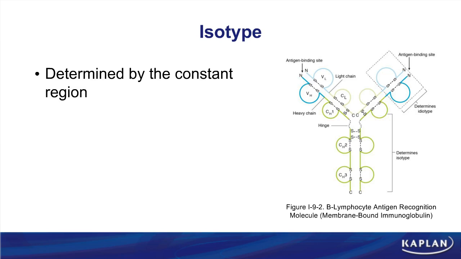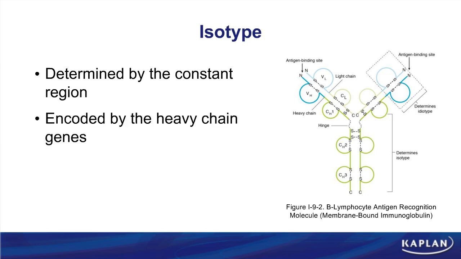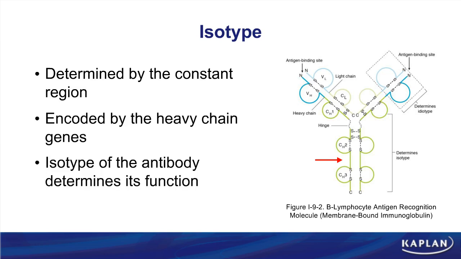The isotype is going to be located in the heavy chain constant regions of the antibodies, and it is going to dictate what the function of our antibody is. And it's really simple. We only have 5 isotypes. So recall, we have IgM, IgD, IgA, IgE, and IgG.